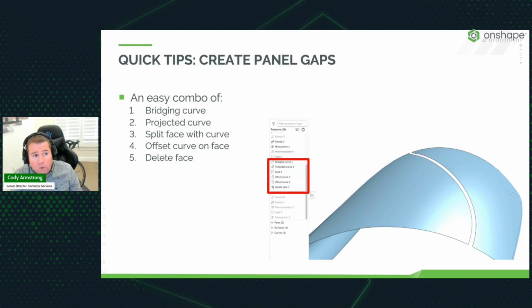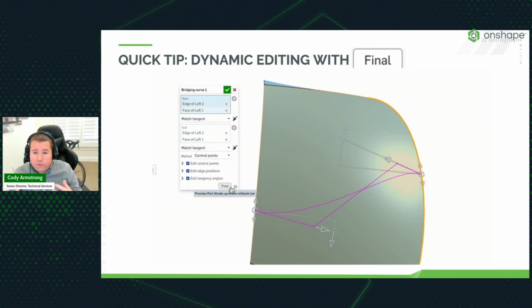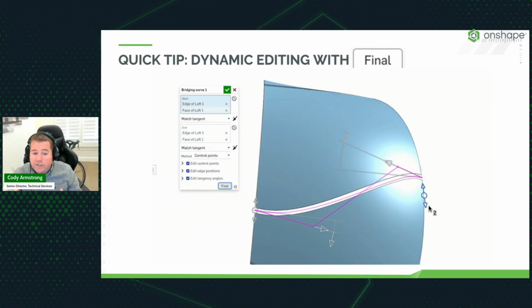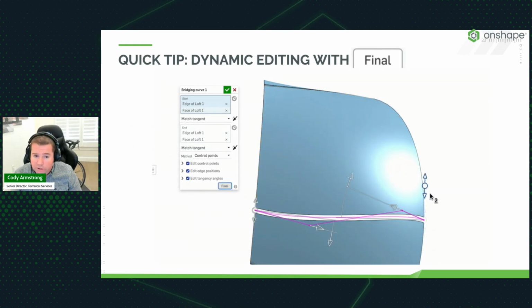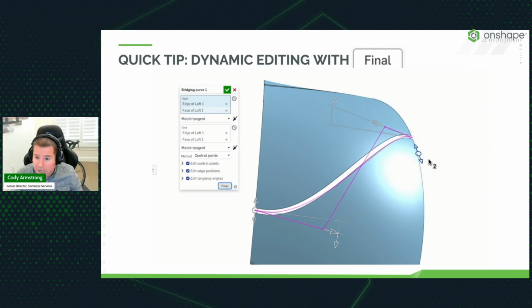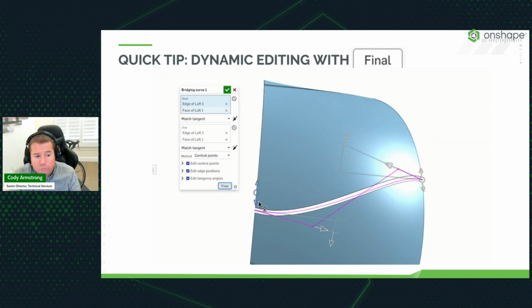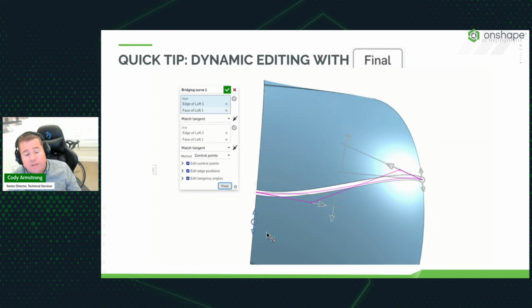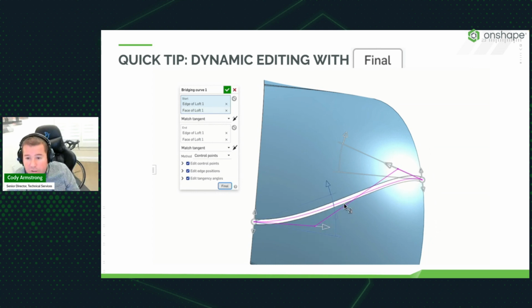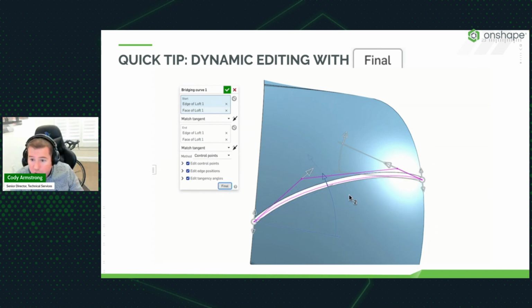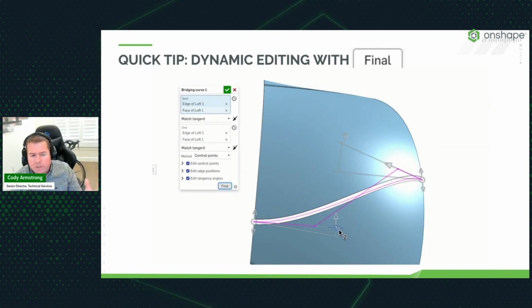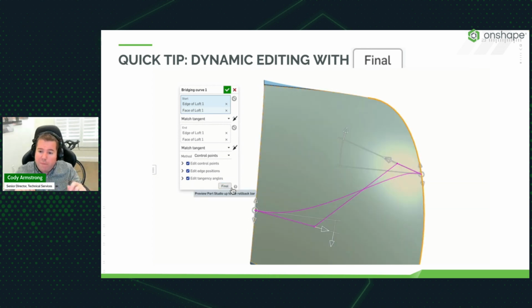Now, as I mentioned before, surface modeling is really about aesthetics, which drive a much bigger part of the discussion than a traditional prismatic, mechanical engineering focused part. And so one of the biggest benefits that I found is actually using final in the bridging curve feature, really any feature in Onshape, but especially in surface modeling features, because you can manipulate the curve and manage that transition.